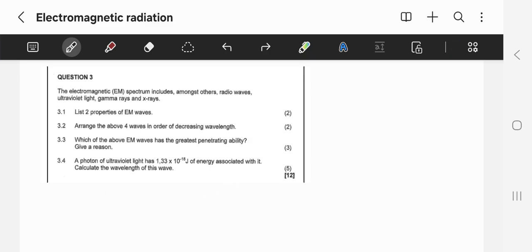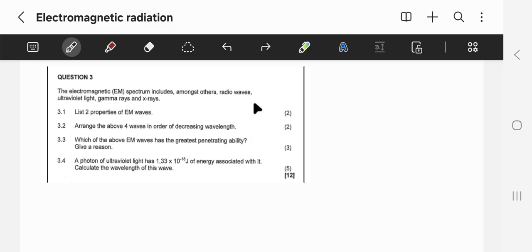And now let's look at our question 3. It says the electromagnetic spectrum includes, amongst others, radio waves, ultraviolet light, gamma rays, and X-rays. And they say list 2 properties of electromagnetic waves.